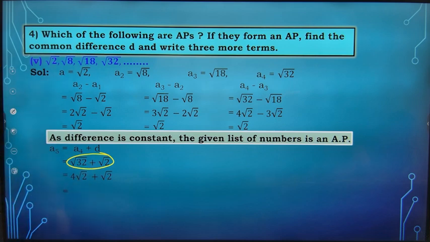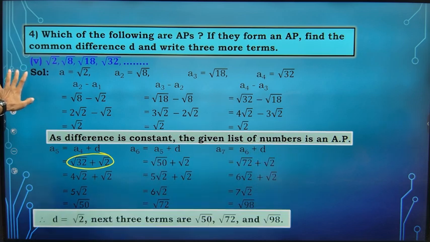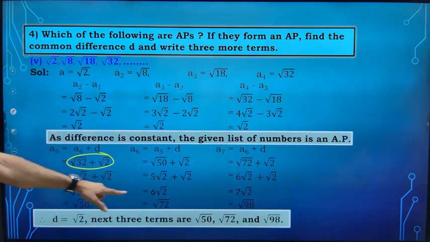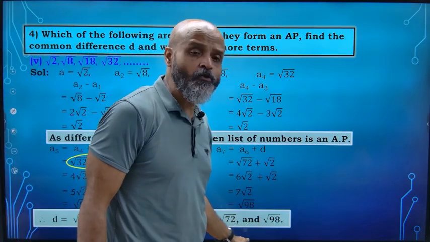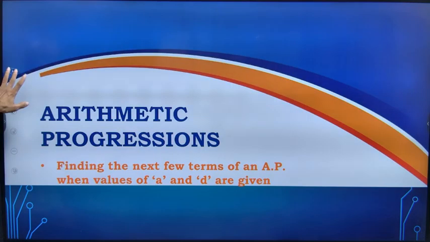So 4√2 plus √2 gives you 5√2, that is √50. Then 6√2, that is √72, and then we have √98. So the next three terms are √50, √72 and √98. Okay, are we clear on this one?